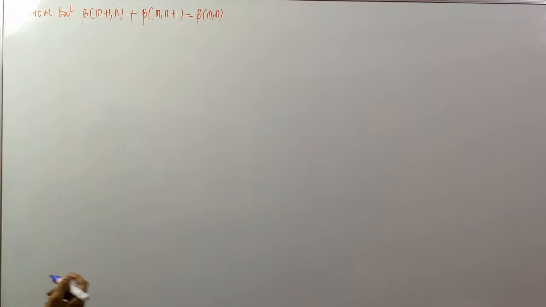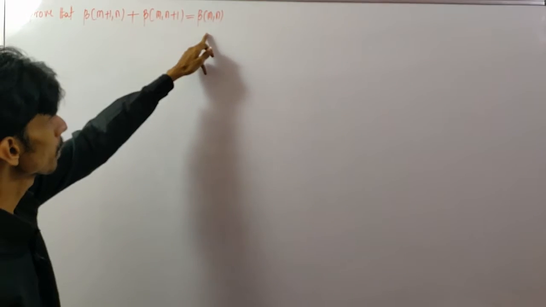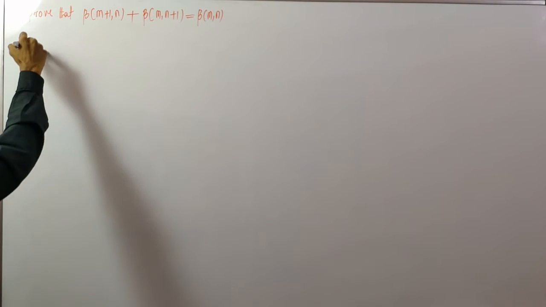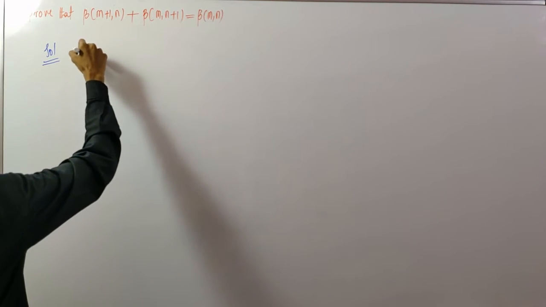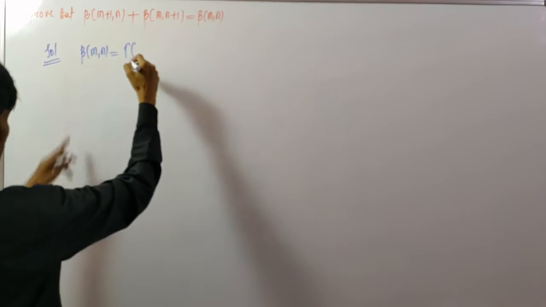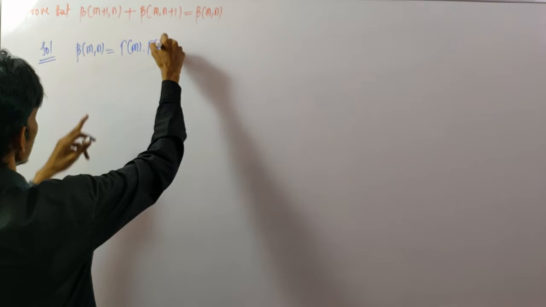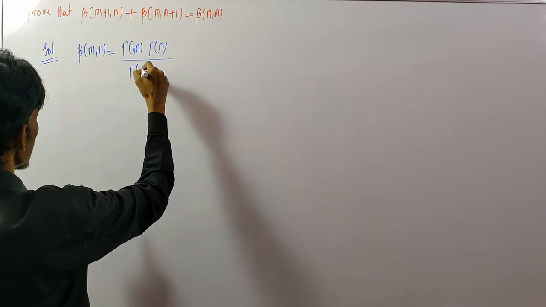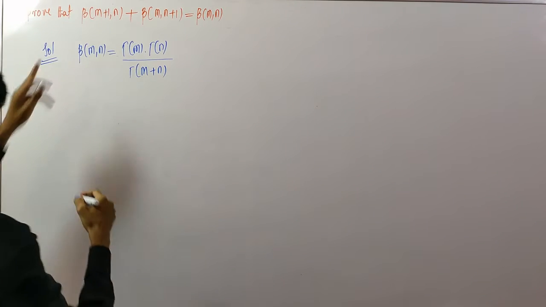Prove that beta of m plus 1 comma n plus beta of m comma n plus 1 is equal to beta of m n. Let us see the solution for this. We know that beta of m comma n value is gamma of m into gamma of n divided by gamma of m plus n. Now take LHS.